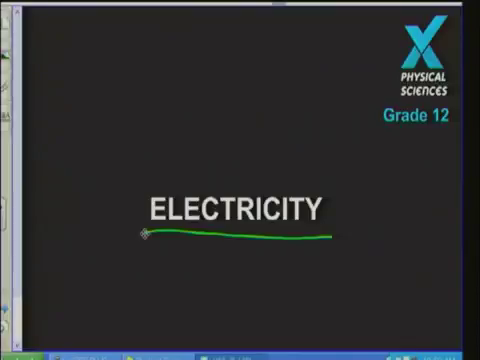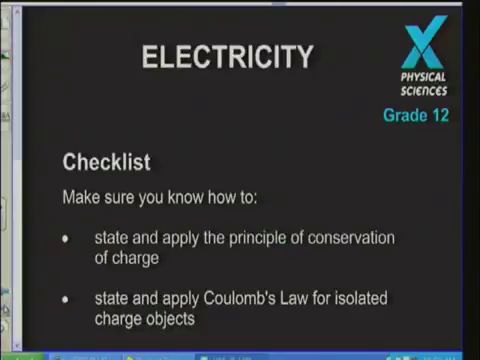We're looking at paper 1, and specifically in paper 1 we will be talking about electricity. And in this electricity, let me just show you and unpack what is required of you to really make sure of knowing, so that at the end you can tell yourself, I understand all the necessary aspects when it comes to electricity.